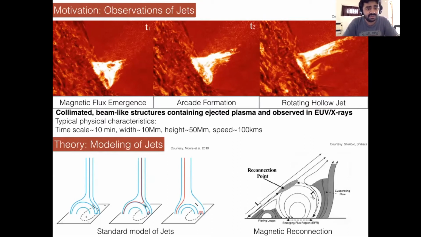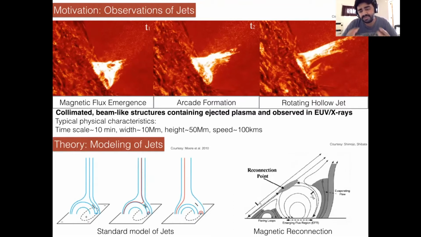Now in the first image at t equals t1, what you see is magnetic flux emerging from the interior of the sun and emerging at the solar surface. The second image shows an arcade-like structure that forms, and by some physical processes, there are instabilities in this magnetic region, and we have this jet formation. So you have this really high energetic hollow rotating jet that goes away. I'll talk about how this happens.